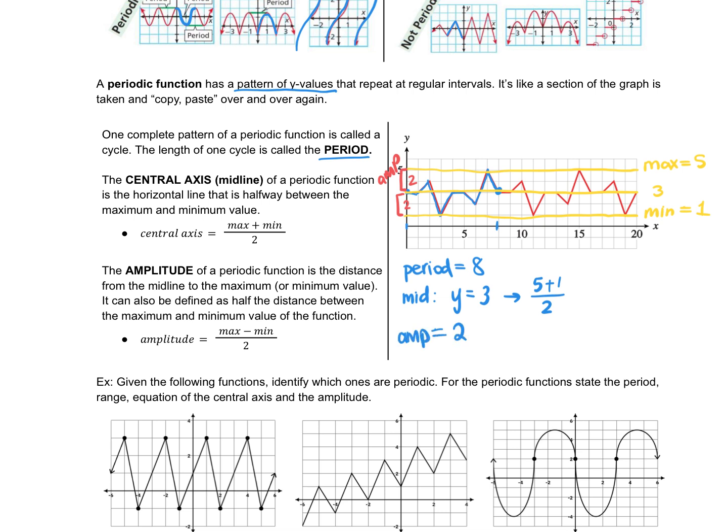Now again, if my numbers weren't that nice, I can subtract my max and my min. So if I were to do 5 minus 1, that would give me the total distance from max to min, and then I can cut that in half for the amplitude. So I could have done 5 minus 1, which is 4, divided by 2, which is 2.